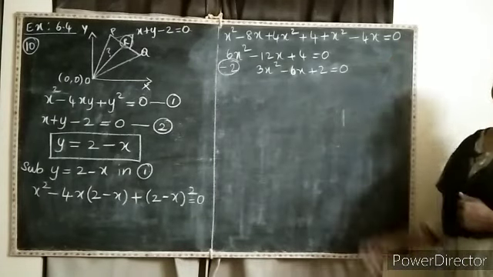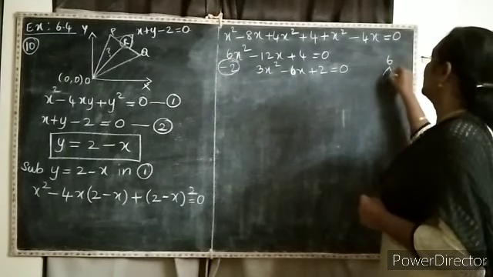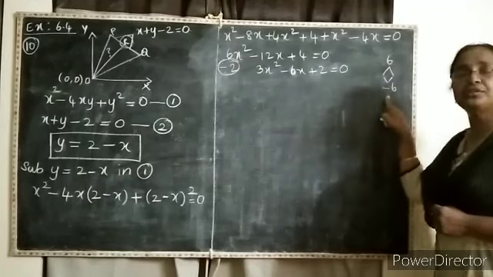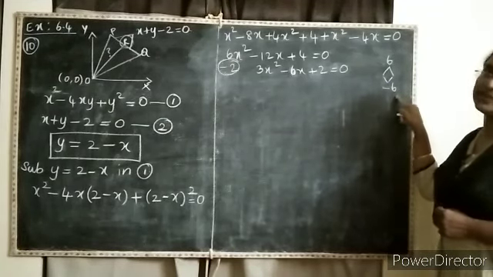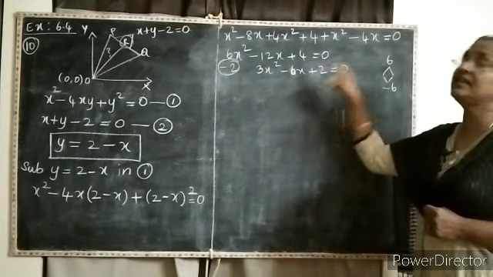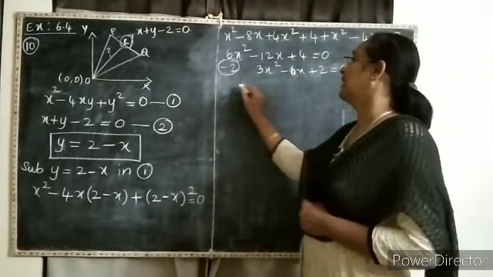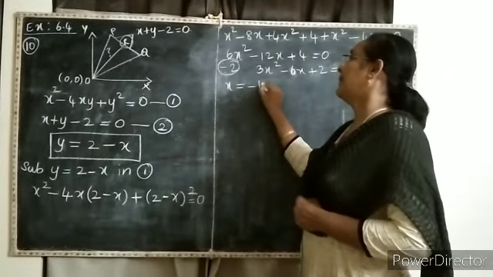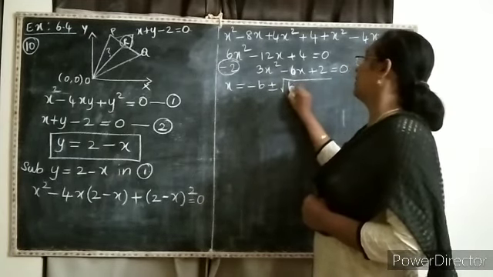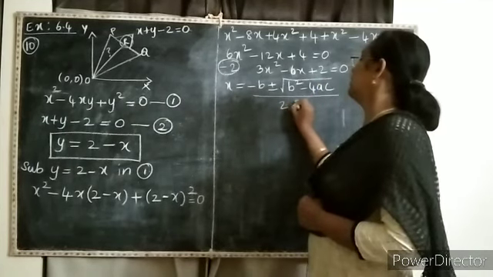Now we are going to factorize this equation. When I factorize, 3 twos are 6, and the sum has to be minus 6. This is not possible, so I cannot factorize this equation using simple factorization. So we are going to use the quadratic formula. We know the quadratic formula: x is equal to minus b plus or minus the square root of b squared minus 4ac, whole divided by 2a.